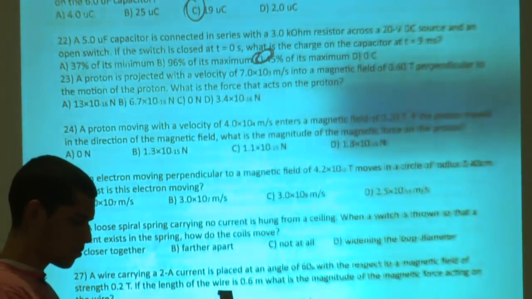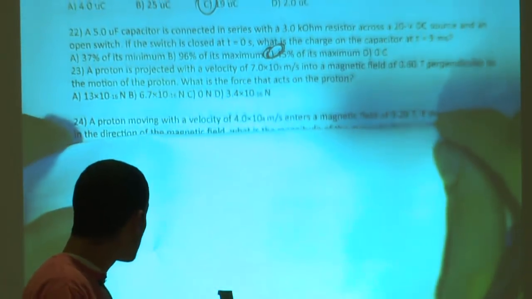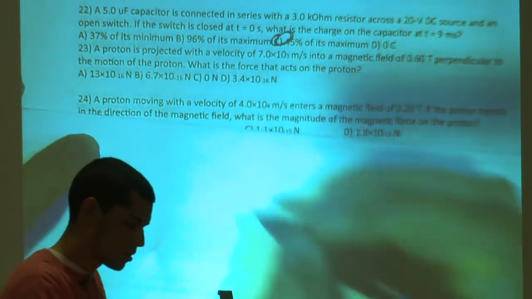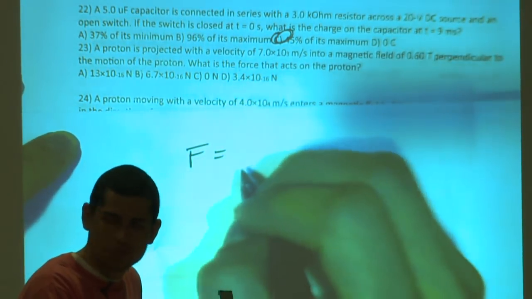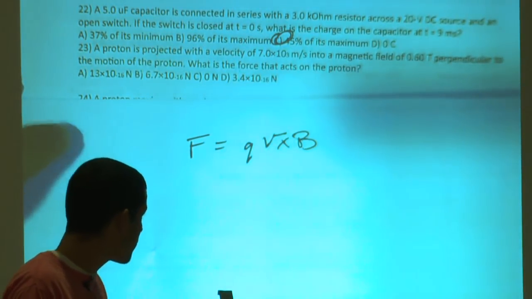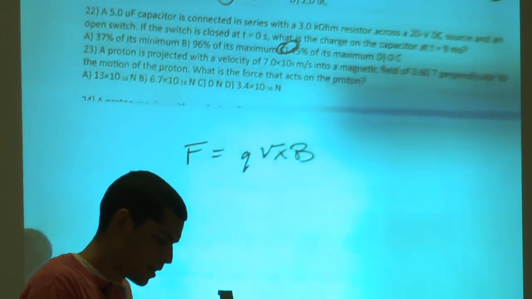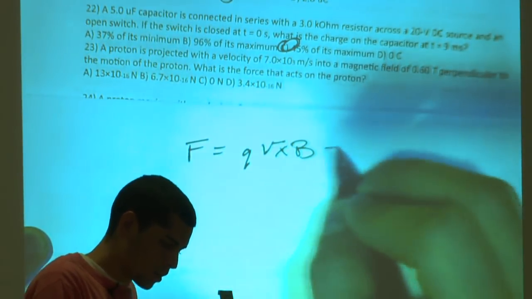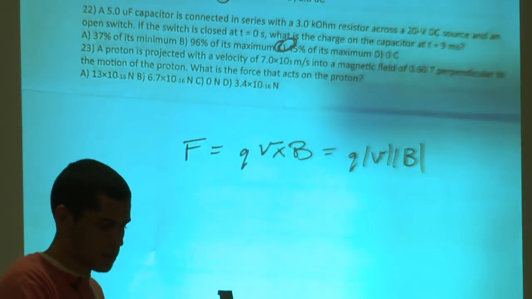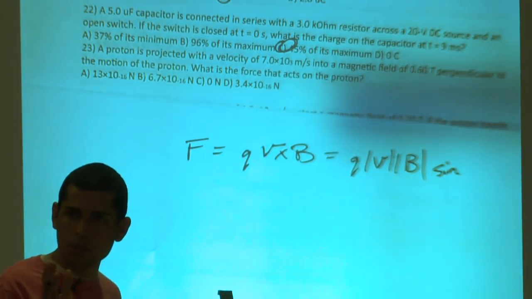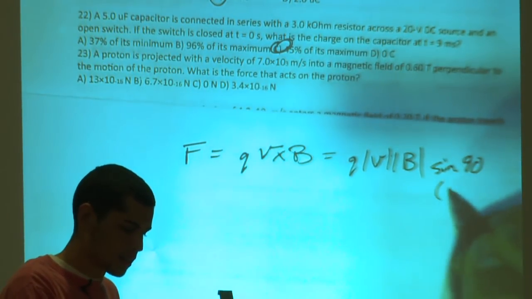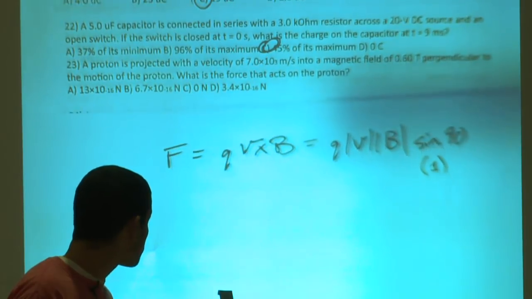Okay, so who can tell me what our equation for magnetic force is? Awesome, thank you, Jermaine. So Q V cross B, with V our velocity. Since they're perpendicular, this will equal Q times the magnitude of V times the magnitude of B, because it's the sine of the angle between the two, and we know the angle between the two is 90, and sine of 90 is essentially 1.